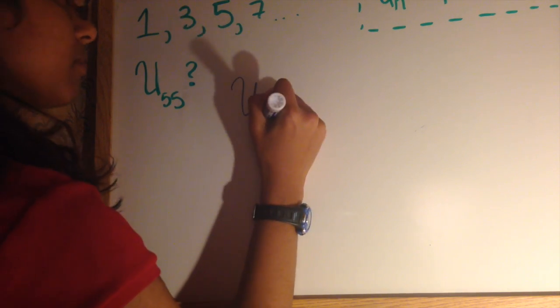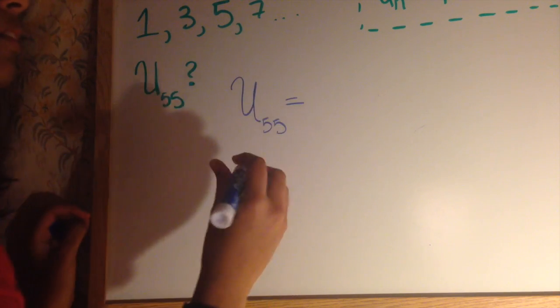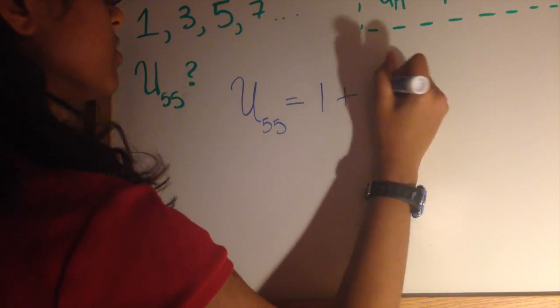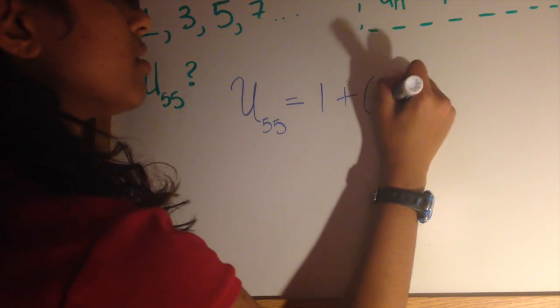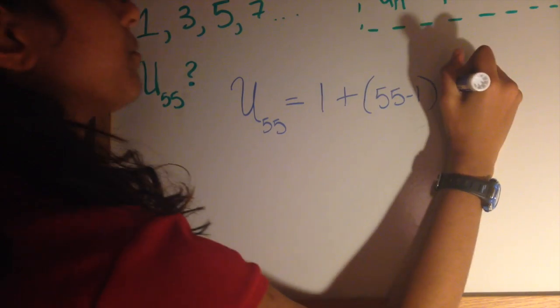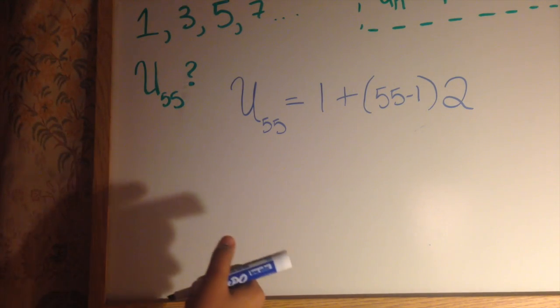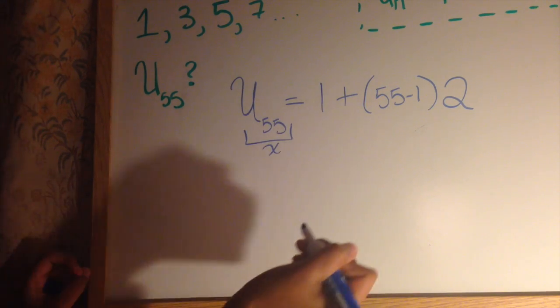U of 55 is equal to 1 plus, in this case 55, minus 1, and the difference is 2. See, that isn't so bad. Simple algebra from here. You can change this into x if it makes it easier for you to understand.